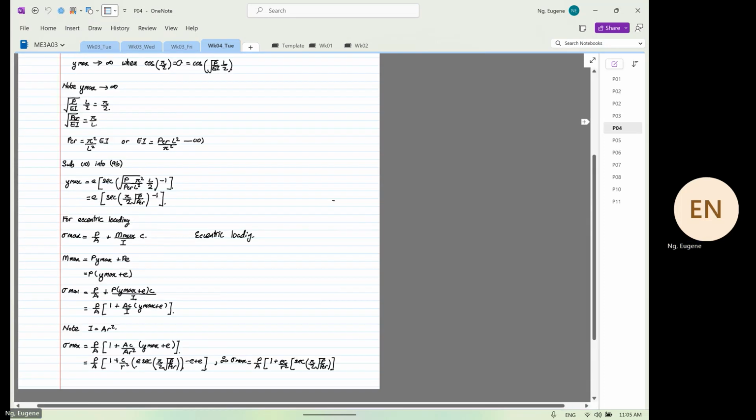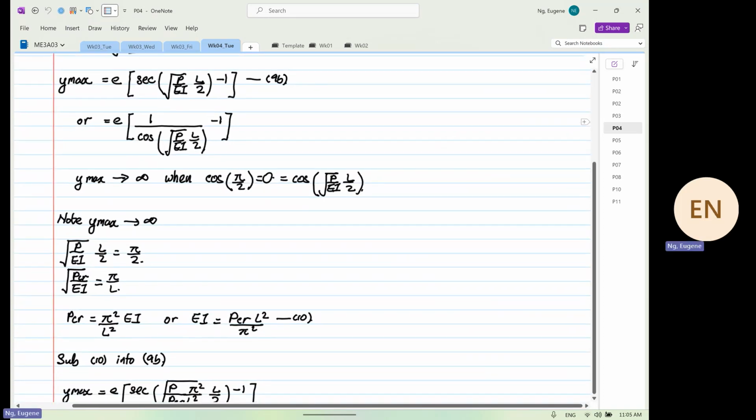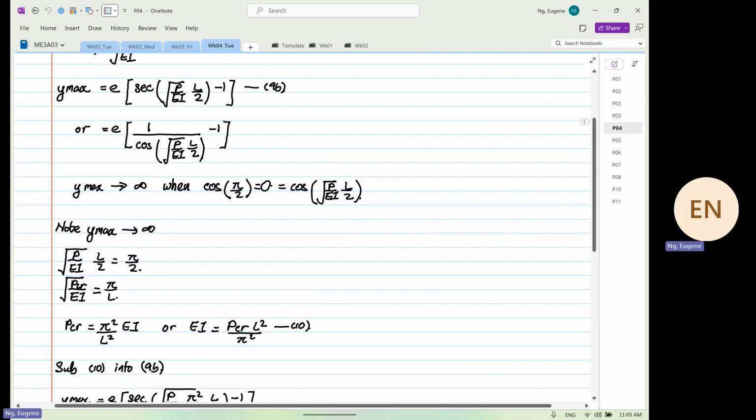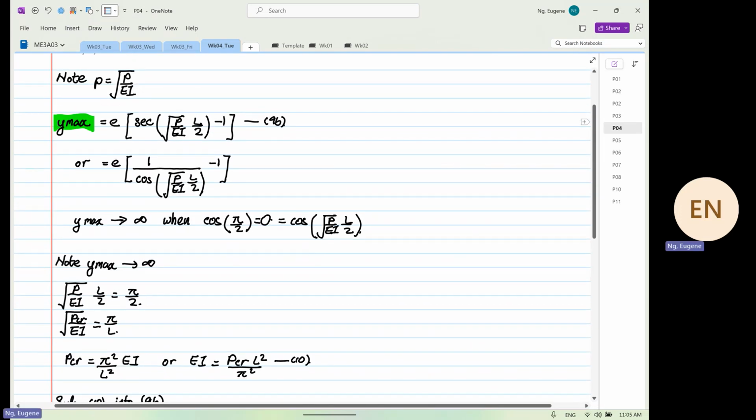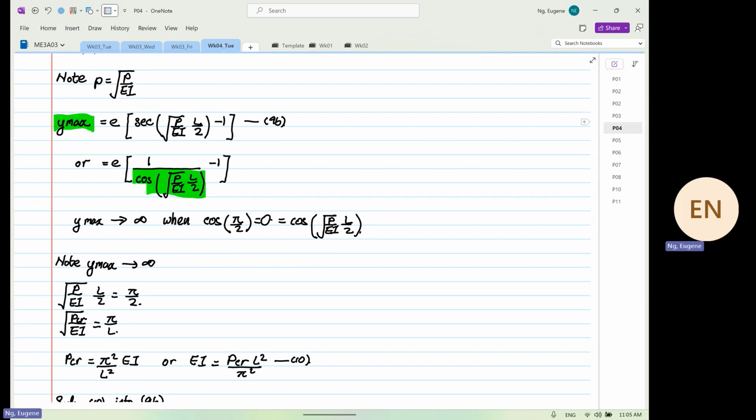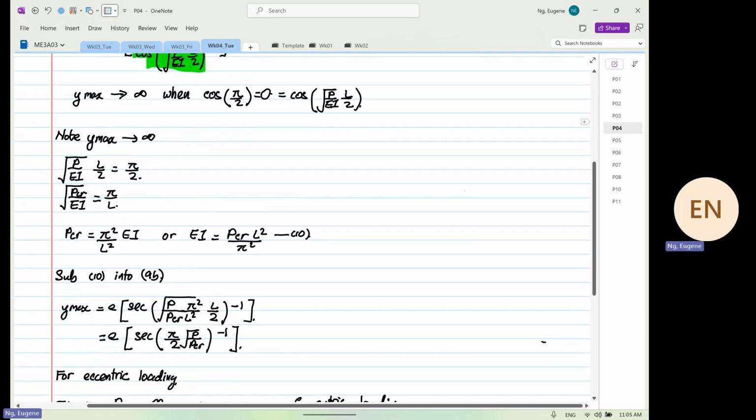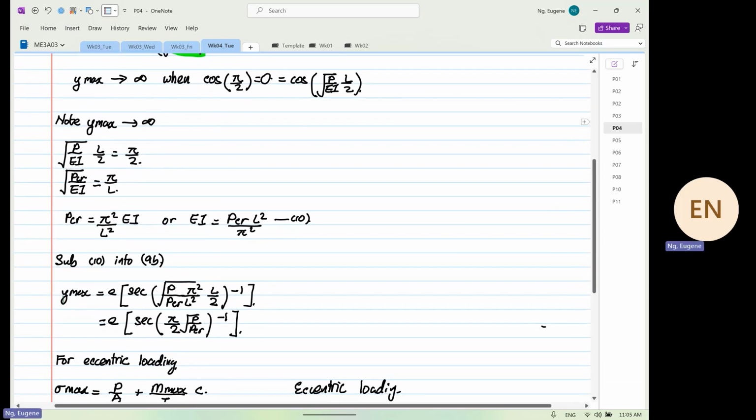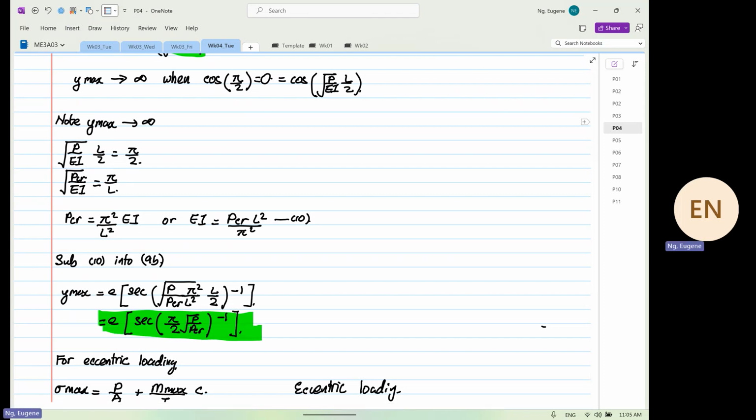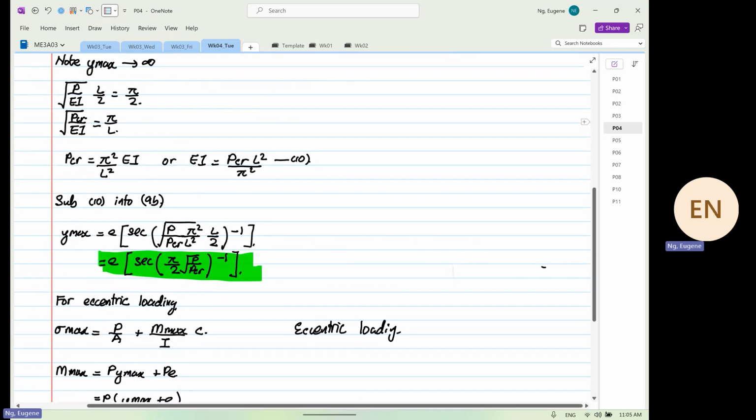Then we want to find Y max, okay? Y max will occur when what? When the coefficient at the bottom is equal to 0, because 1 minus 0 tends to infinity. So from here, we know that Y max is equal to what? Pi over 2 square root of P over critical load, minus 1.